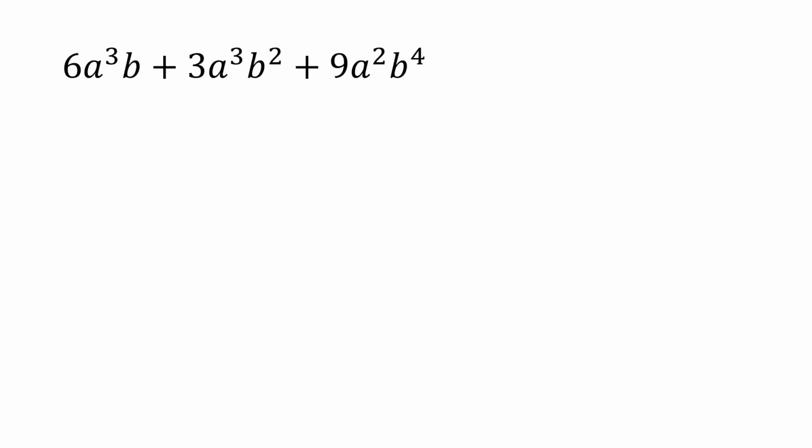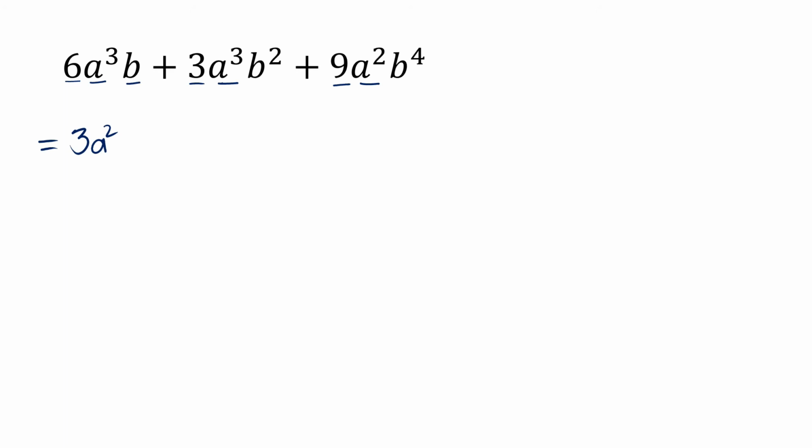And for our final example, we have 6a cubed b plus 3a cubed b squared plus 9a squared b raised to 4. Again, GCF, numerical coefficients, 6, 3, and 9. The biggest number that can divide these three numbers is 3. So, lagyan natin siya dyan. And we have a cubed and a squared. This has the lowest exponent. So, lagyan natin a squared.